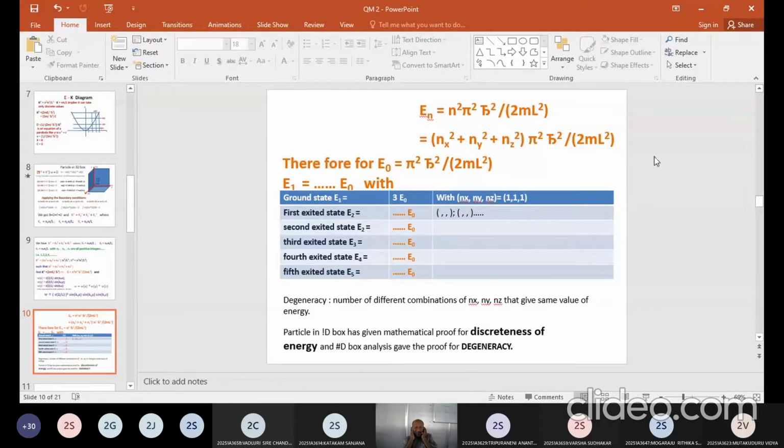If that is clear, will you please tell me what will be the next, first excited state energy? You got 10 seconds. 10, 9, 8. 12 pi? 12, sir. Okay, very good. But it is not so. It is not first excited. I can say it is second excited.